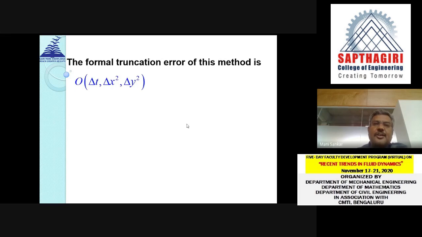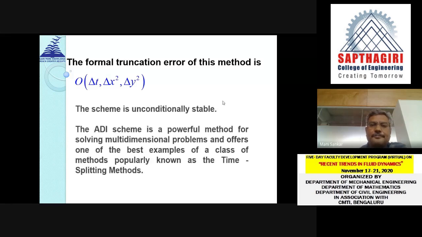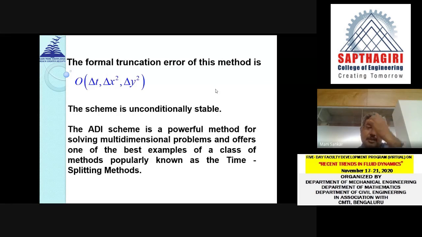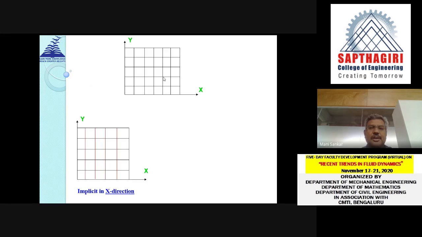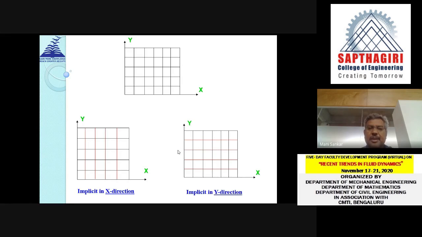And the formal truncation error of this method is first order in time, second order in space. Again, the scheme is unconditionally stable, and this method is the most powerful method to solve multi-dimensional problems. So this is the actual grid. This will be implicit in the x direction, so there will be a sweep in the x direction, and then a sweep in the other direction.